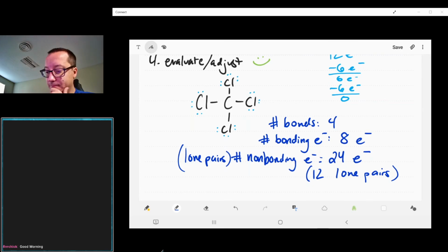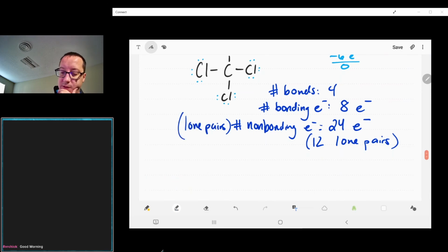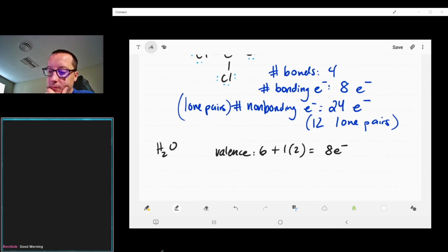Let's do it again. Here's one of our favorite molecules. All right, so we have 6 valence electrons from oxygen, and we have 2 hydrogens with 1 each. That'll give us 8 electrons total. This is from oxygen and hydrogen, of course.